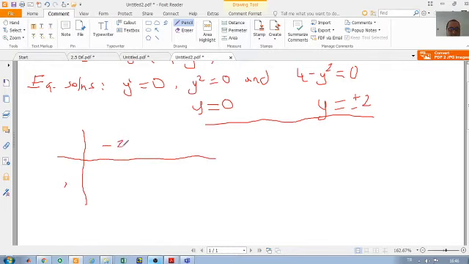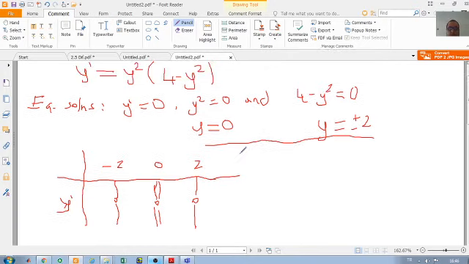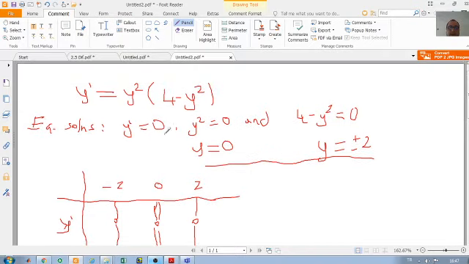Minus 2, 0, 2. 0 is a double root. And 2. So from here, when we take a value bigger than 2 in this equation for y, for example let's take 3, the parenthesis becomes a negative value. This is a positive value, so we have a negative value.